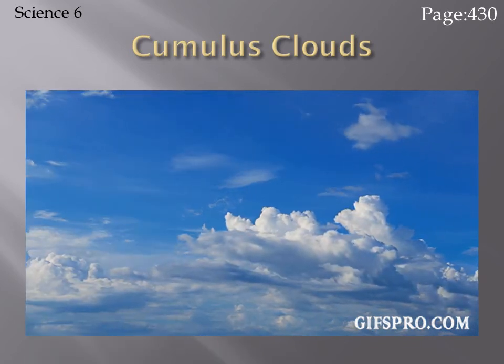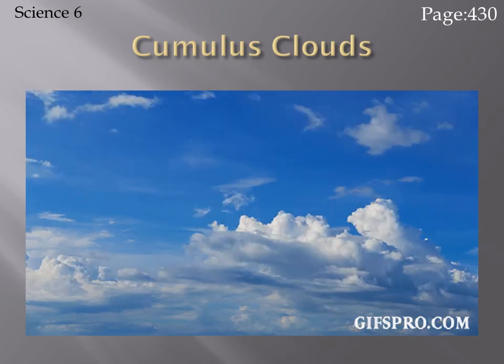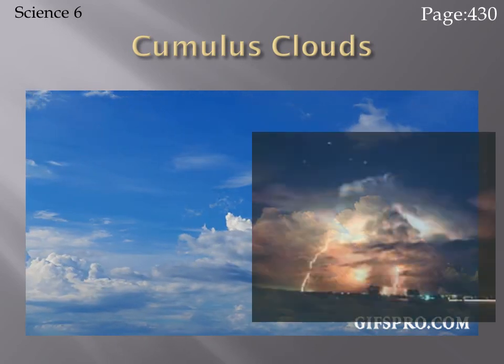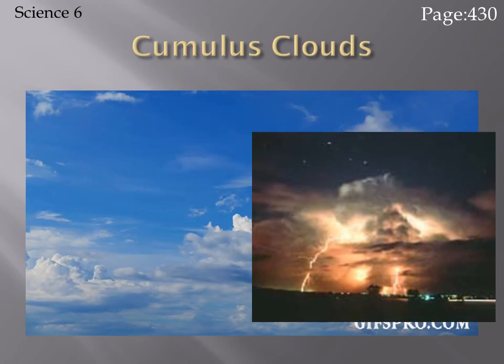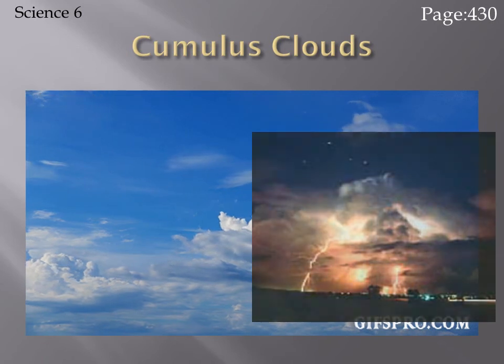These clouds grow upward and they can develop into a giant cumulonimbus, which is a thunderstorm cloud, just like this. It comes from the suffix nimbus, which means rain.